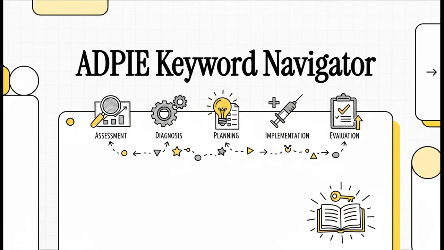Okay, if you're getting ready for the NCLEX, you totally know this feeling. A question pops up, and somehow every single answer looks right. But here's the thing. The key isn't just knowing the nursing process, it's knowing the key words that unlock everything. Today, we're going to break down the ADPIE Keyword Navigator, your new secret weapon for those ridiculously tricky questions.